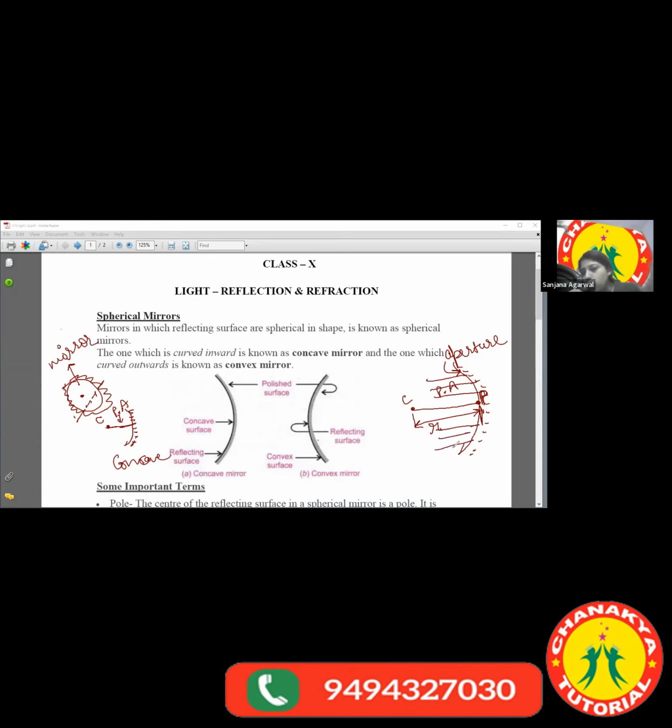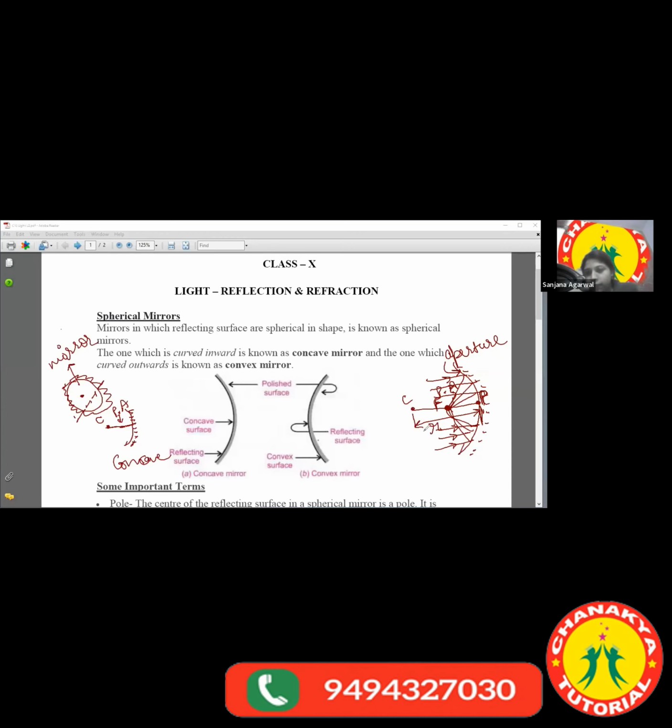What happens if you hold this concave mirror in front of the sun? All the light rays that strike the mirror will reflect back to a certain point, and they will meet at a single point, and that point is known as the focus, the principal focus. Why principal? Because this is the point that converges all the parallel light rays coming from a far off distance.